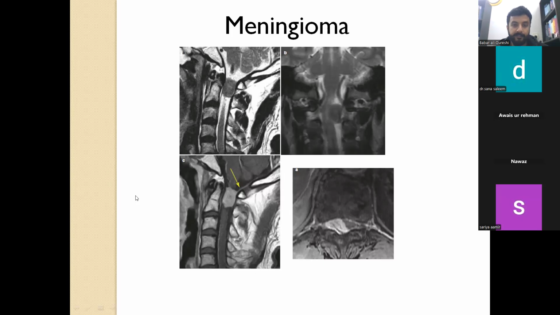Coming to the meningioma. These are the post-contrast images in which it is homogeneously enhancing. Meningioma is also intradural. It can also go extradurally as well, but it is an extramedullary tumor. So here we can see this tumor has again compressed the cord towards one side. At the same time, it is homogeneously enhancing. So it is an intraspinal meningioma.